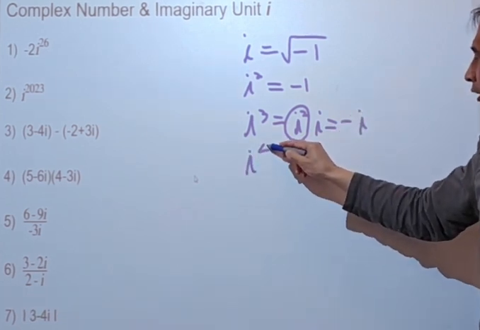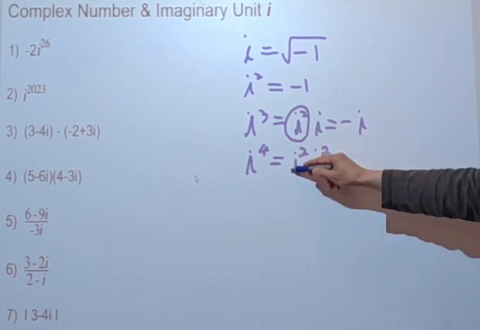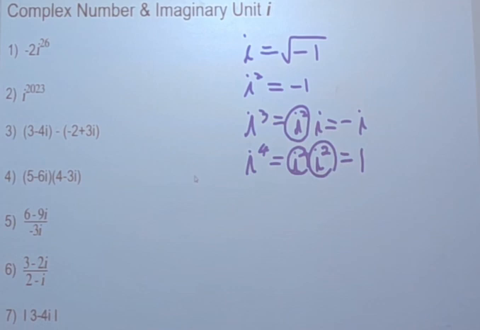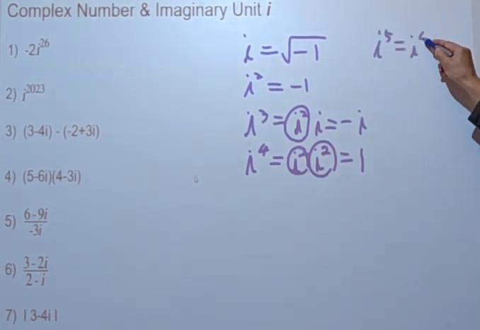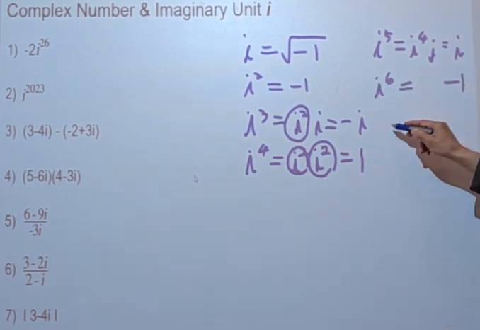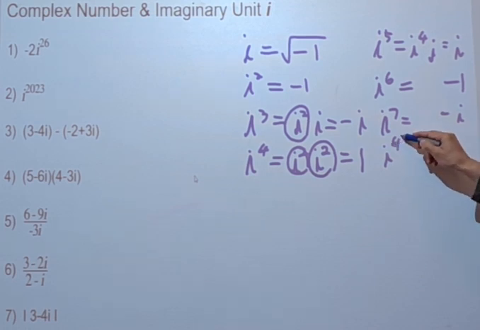i to the fourth power is i squared times i squared, maybe we can do it that way. So this is -1 times -1, so it becomes 1. So i to the fourth power is 1, and that means i to the fifth power is i to the fourth power times i, so that's i. And i to the sixth power becomes, again, -1, and i to the seventh power becomes -i. So i to the eighth power is again 1. So it's alternating like that.